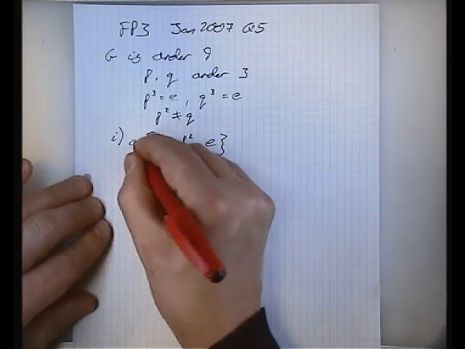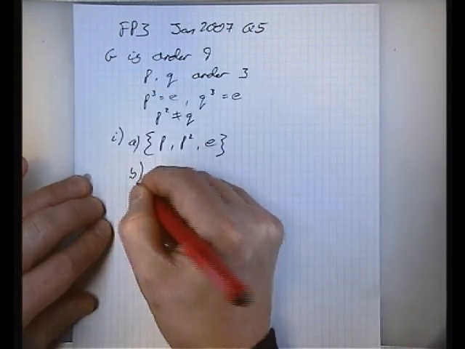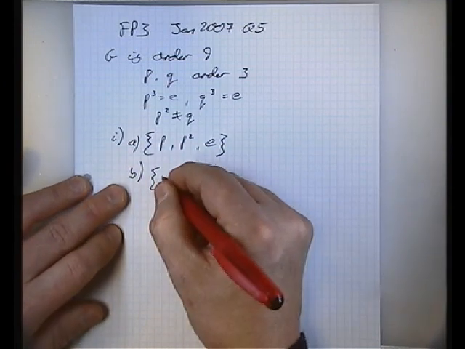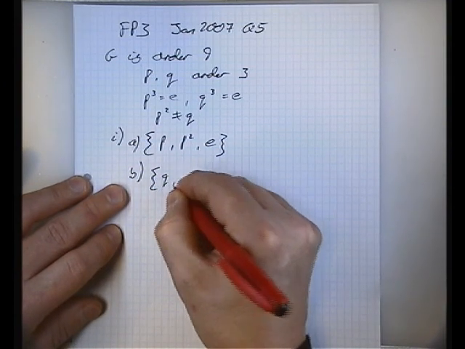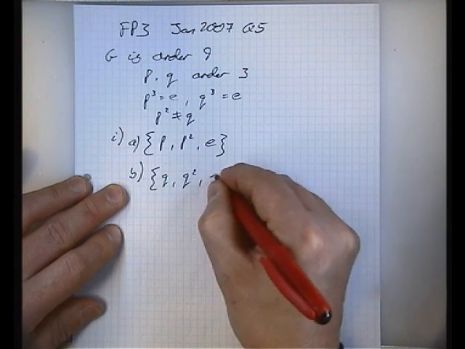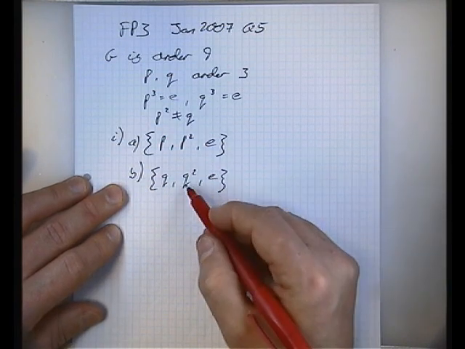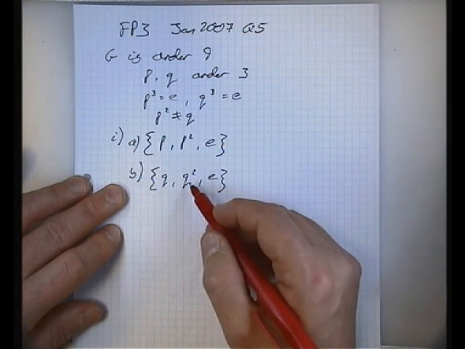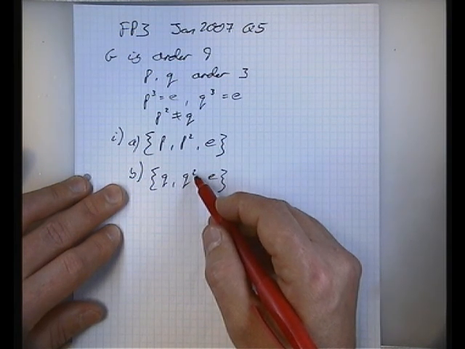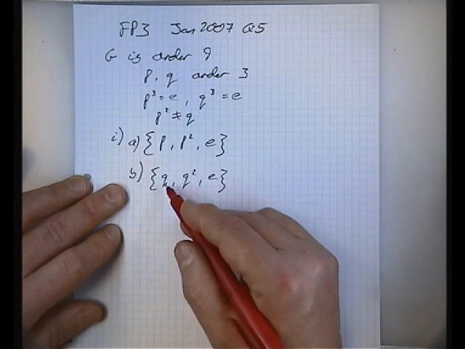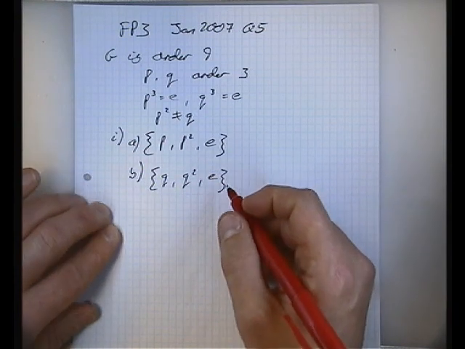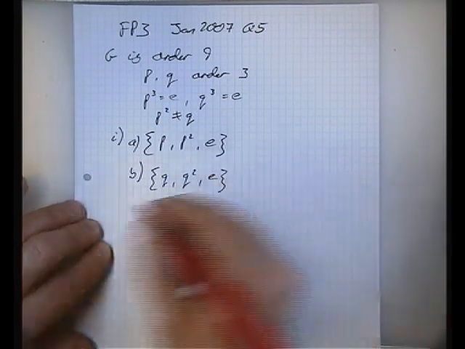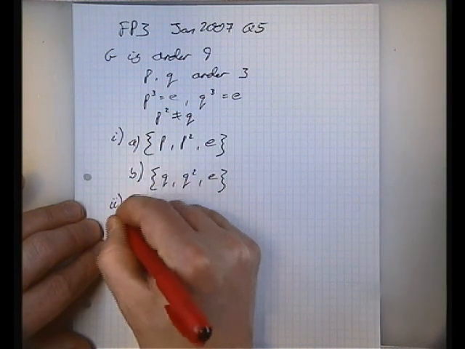Then we want an equivalent one with Q. Well, let's just do the same. Let's just do Q, Q squared and E. And because Q cubed is E, Q squared is going to get us Q to the power 4, which will take us back to Q again. That's another nice little closed subgroup. So, 2 fairly easy marks.